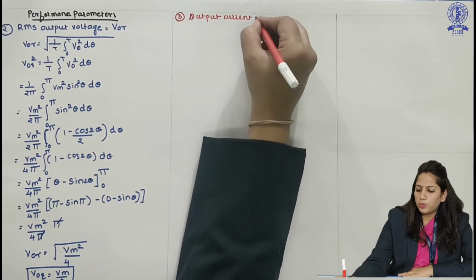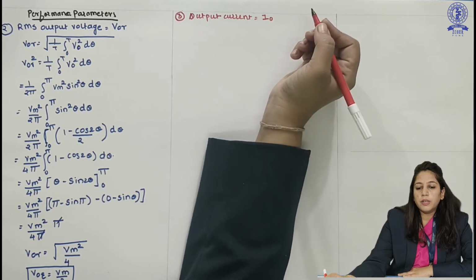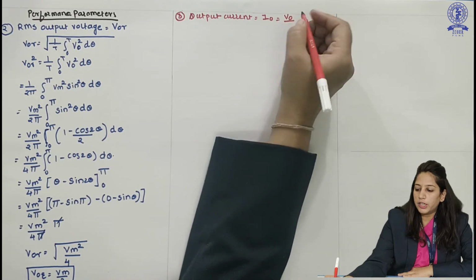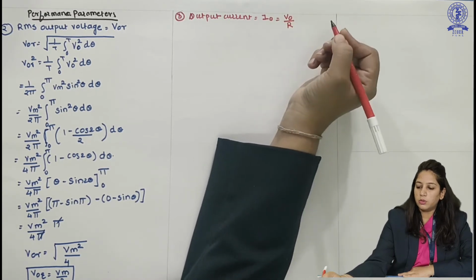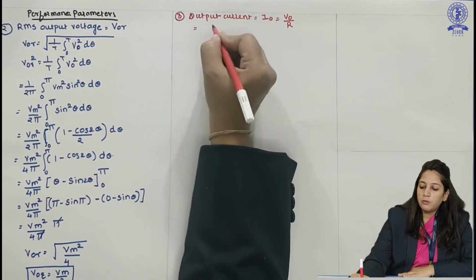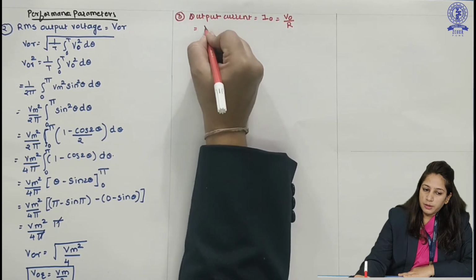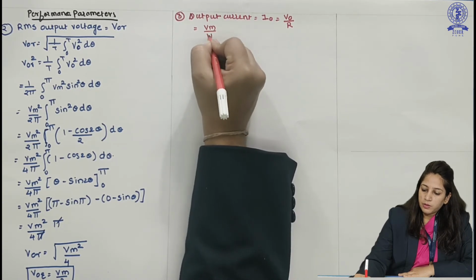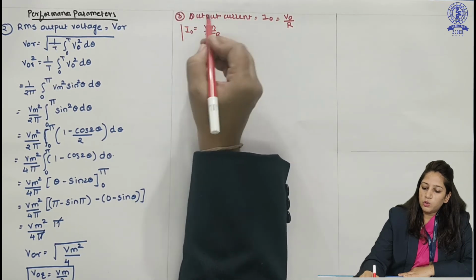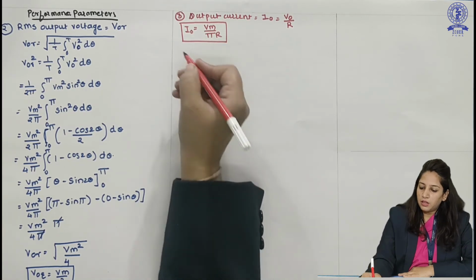Output current or average output current, indicated as I0. That will be equal to the ratio of average output voltage to load. We know V0 was previously found out as Vm by pi, divided by R. So my I0 will be equal to Vm upon pi R.